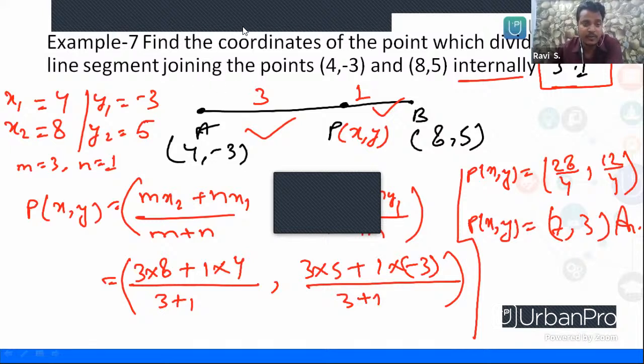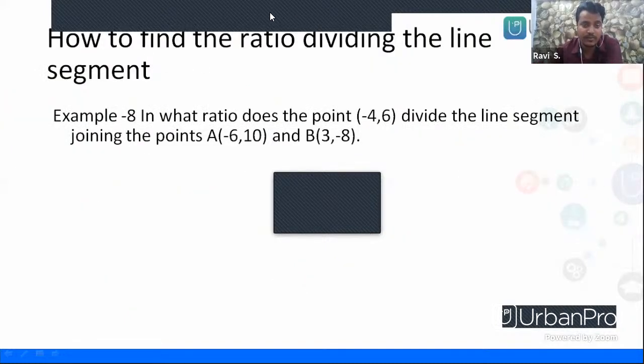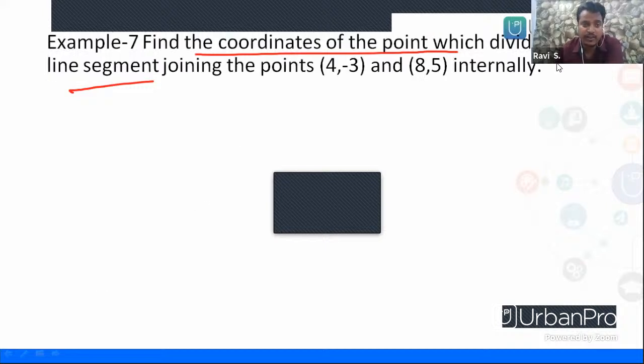I will give you one more question as homework, which you should solve after this. But before that, let me tell you one more thing. How to find the ratio dividing the line segment? Earlier, in this question, I told you that the ratio was 3:1, right? So in this question the ratio is already given. But what if there is no ratio given? So how do you find the ratio, guys?